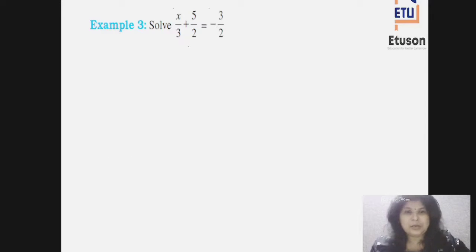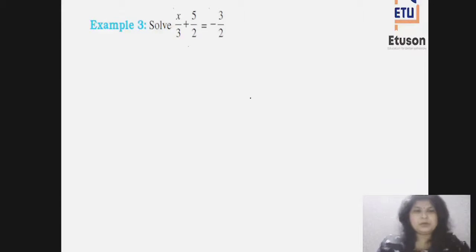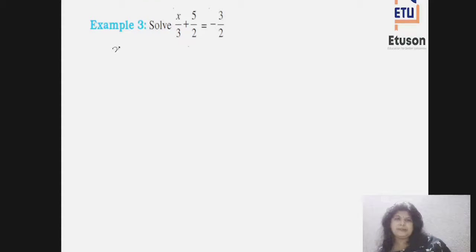Okay. So now let us go to the next problem in which you have to solve this equation. And what is your equation? x by 3 plus 5 by 2 is equal to minus 3 by 2. Okay. So first I will write down the equation as such. x by 3 plus 5 by 2 is equal to minus 3 by 2.